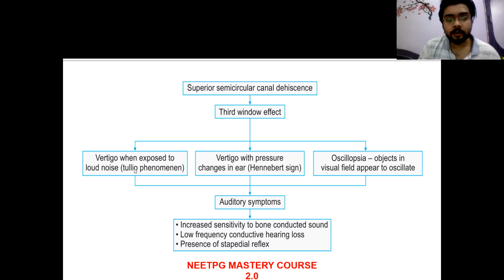Other effects are Tullio phenomena, which is vertigo when exposed to loud noise. So whenever a person with superior semicircular canal dehiscence or third window effect is exposed to loud sound, he will have vertigo. He will have oscillopsia, that is, objects seem to vibrate to the patient. He will have vertigo with pressure changes in the ear, that is called Hennebert's sign. So basically these will also be seen in superior semicircular canal dehiscence.